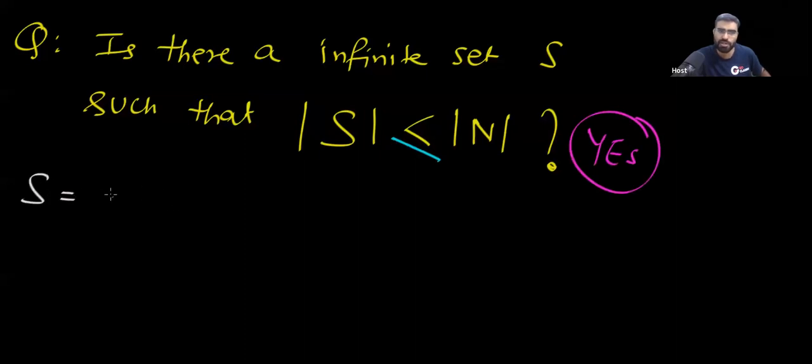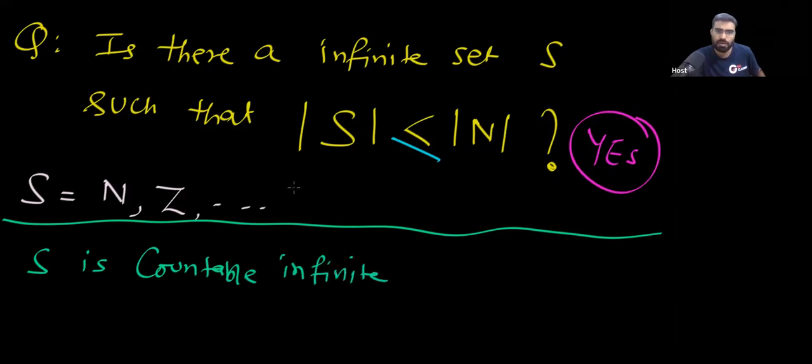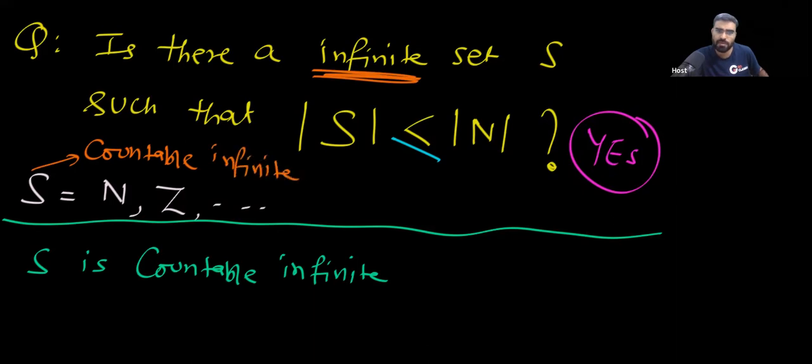So here you can notice, for example, S can be N itself, integers, and so on. So I can say, this is the definition of countable infinite. S is countable infinite. Agree? Yes or no? Because this is already infinite, this is actually countable infinite. Okay, so I can say S is countably infinite.